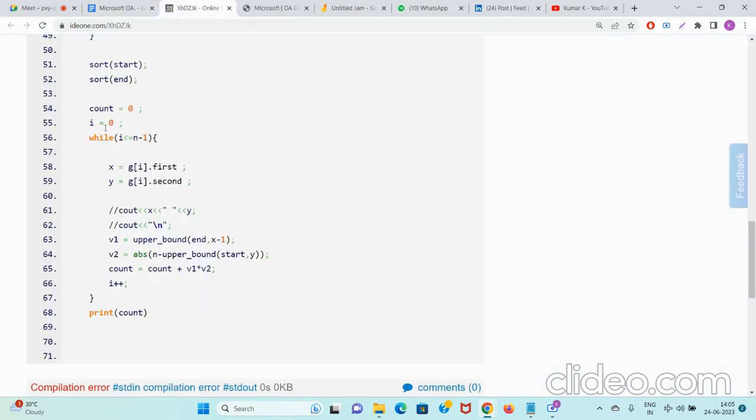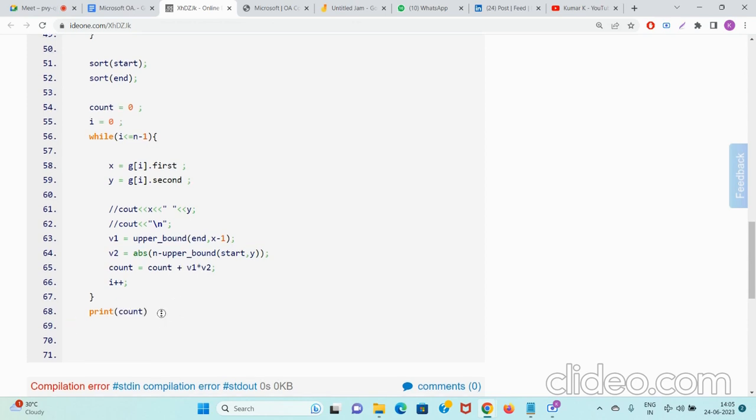So for each interval I, X is the start pointer, Y is the end pointer. Okay. So now I use the binary search function. V1 tells me how many left valid guys are there. V2 tells me how many right valid guys are there. Answer will be count equal to count plus V1 into V2. And the final answer will be count.